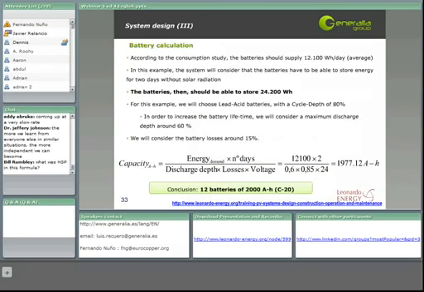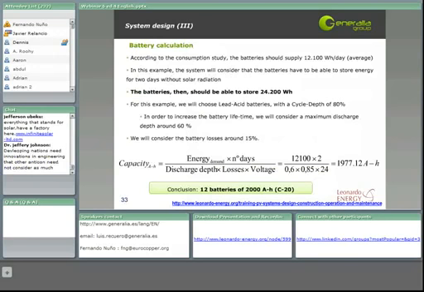Then we have to calculate the battery. Now we have to also once more consider the 12,100 watt-hours that we are demanding each day as an average. If we consider in this example that the system will be able to store energy for 2 days without solar radiation, the batteries then should be able to store 24,200 watt-hours. So now we have to choose which type of batteries we want to use.